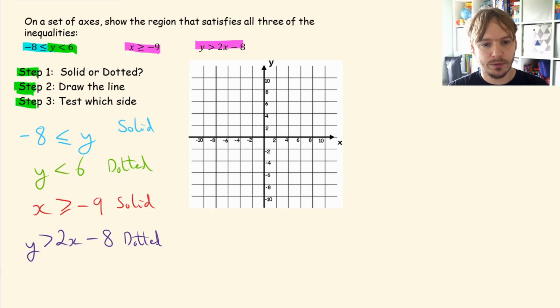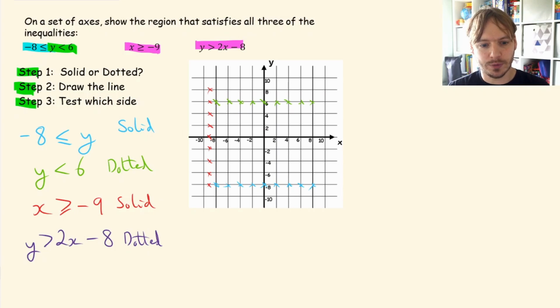The second thing we're going to do is plot these as if this is an equal sign. So where is y equal to -8? That's going to be down here, going to the left and to the right. Where is y equal to 6? That's going to be up here, just the same, a horizontal line. Where is x equal to -9? x is -9 over here and going upwards and downwards. It's a nice vertical line.